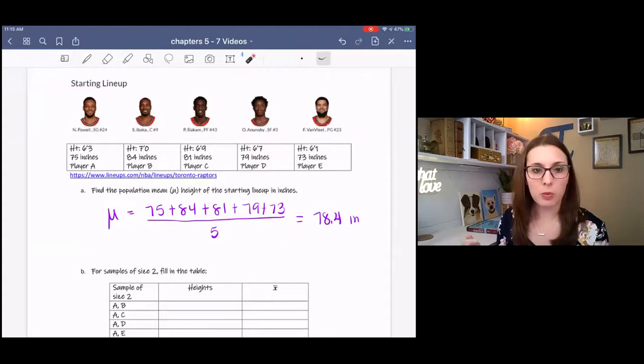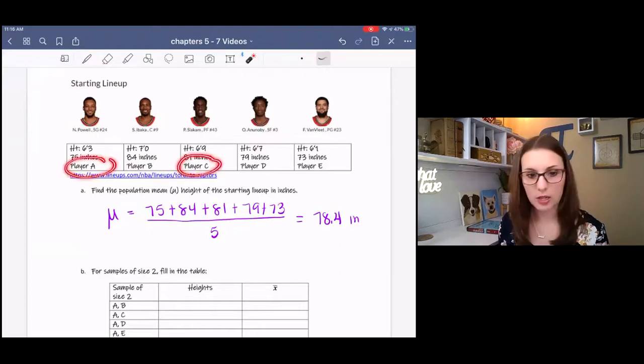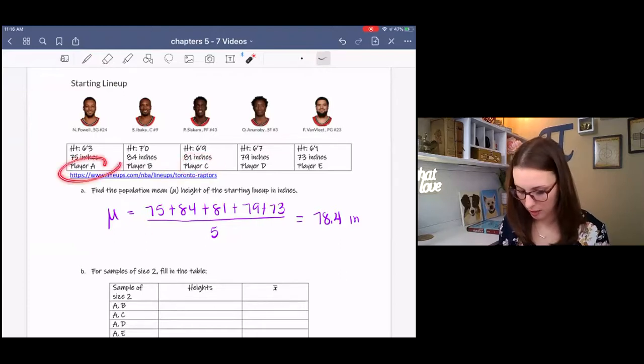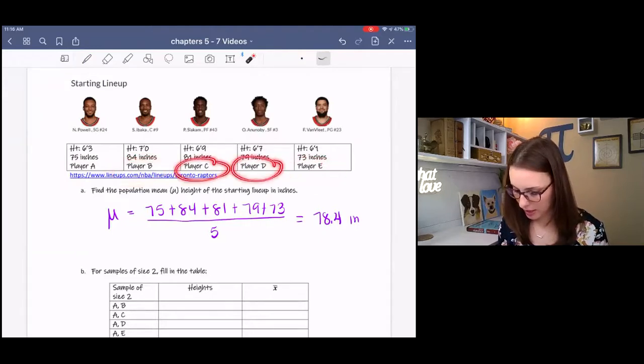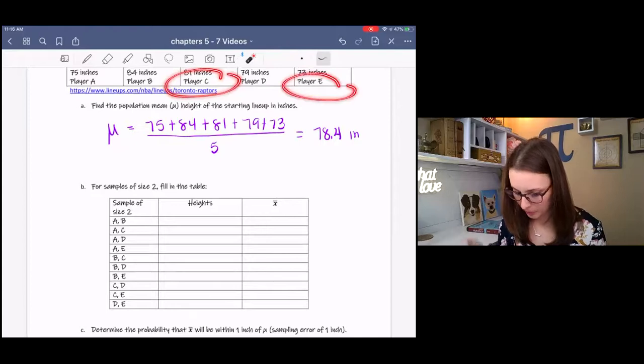But if we're pulling samples, we'll just pretend I'm pulling random samples. Then the only possibilities you can get here are players A and B as a sample, A and C as a sample, A and D, A and E, B and C, B and D, B and E, and then I think C and D, and then maybe D and E. Yeah. Oh, I forgot one, C and E.